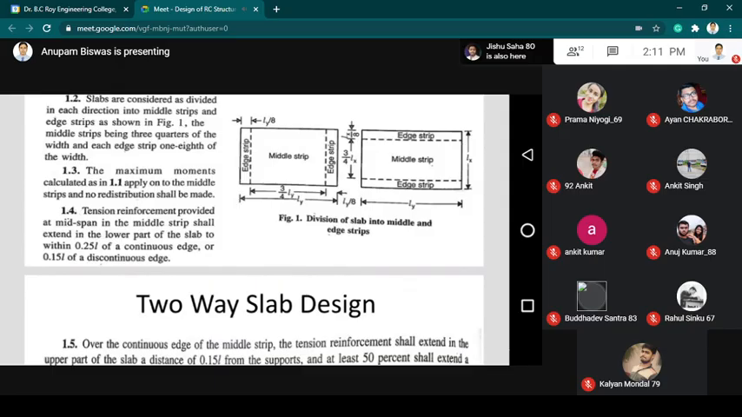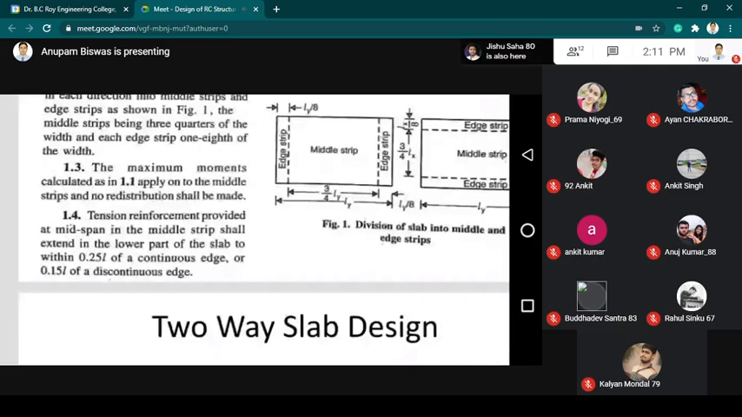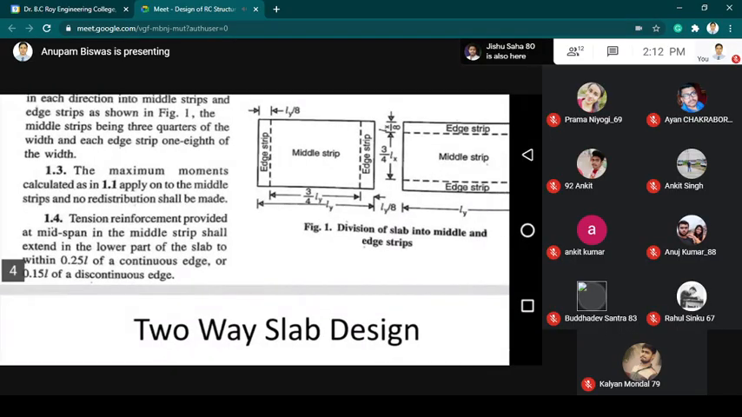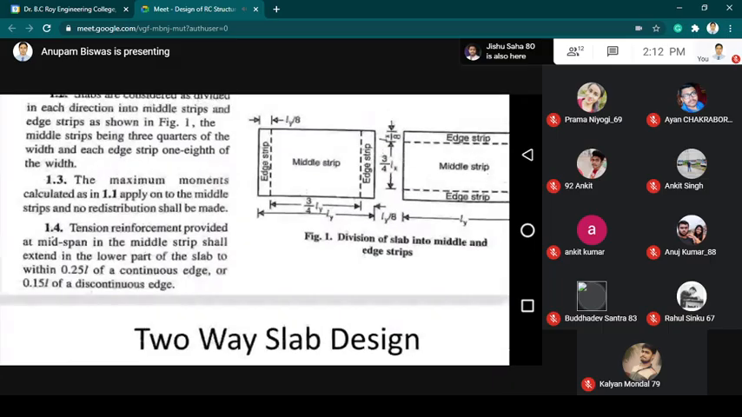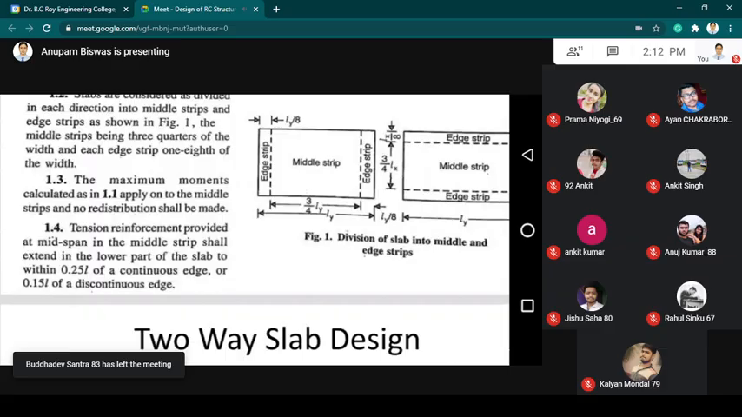Now next, when we have to design the tension reinforcement, the tension is provided at the midspan in the middle strip, and it shall be extended in the lower part of the slab, that is up to within 0.25 L. So this 0.25 L is for the continuous edge, and if it is a discontinuous edge, then it is 0.15 L.